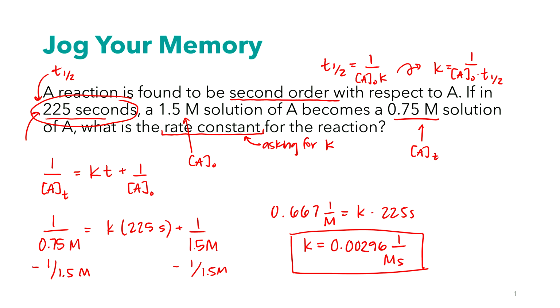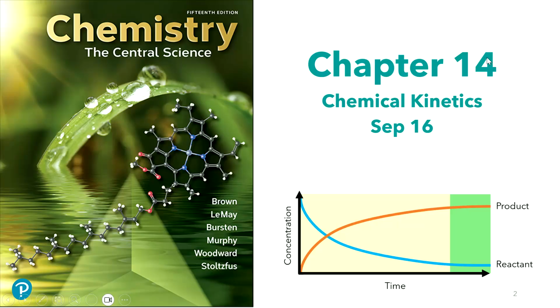Okay. Then we are going to wrap up our last little bit on 14.5, which was about the Arrhenius equation. So you turn your mouse on and you proceed forward.